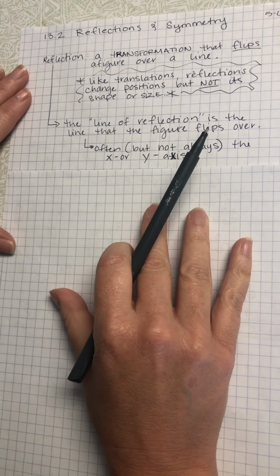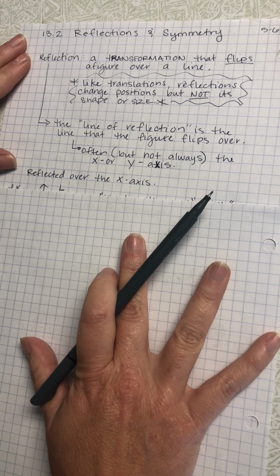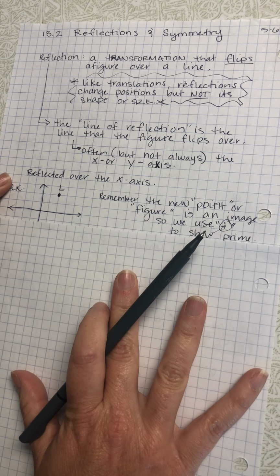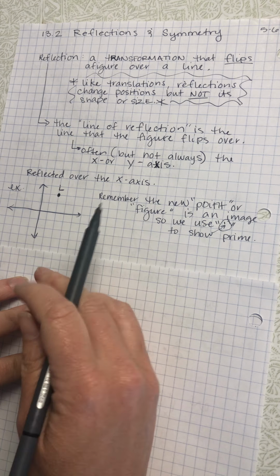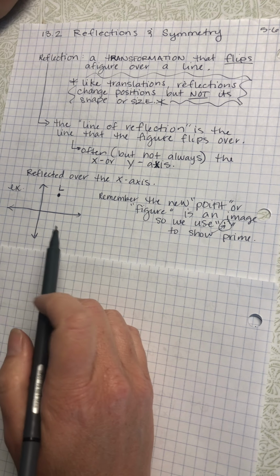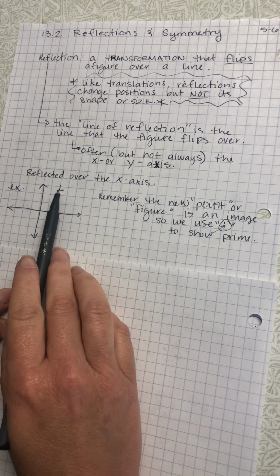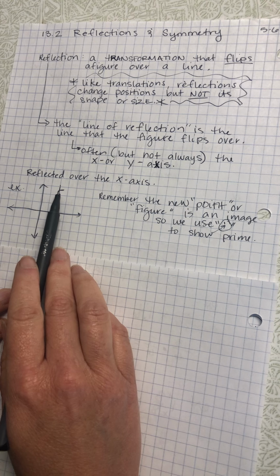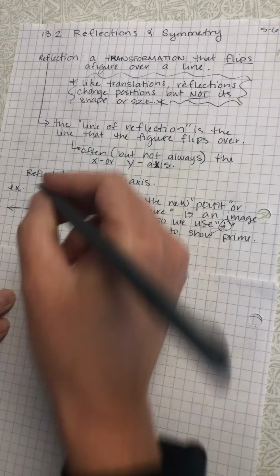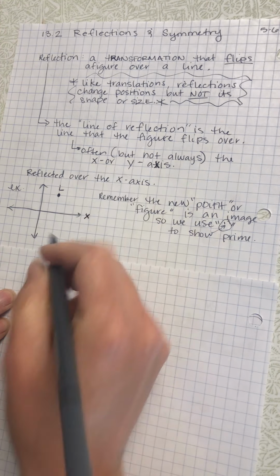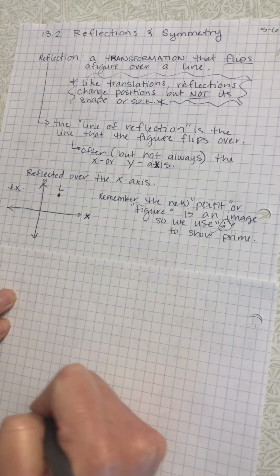Okay, so we're going to look at a couple examples and try some. Here's our first example. Let's say we have point L, and it's reflected over the x-axis. So remember that x is our horizontal and y is our vertical.